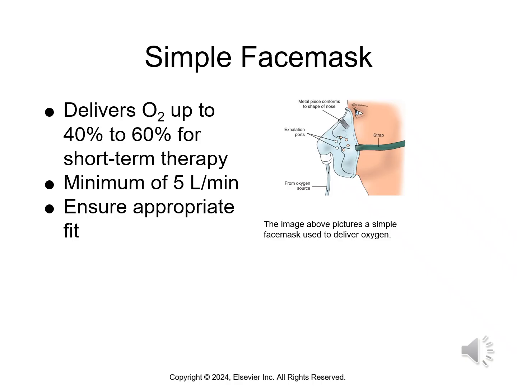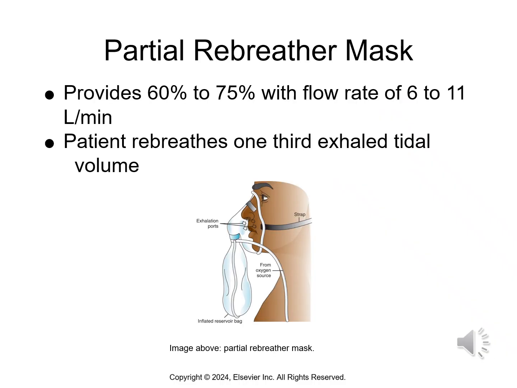Now, with a simple mask, I can increase that oxygen delivery to 40% to 60% for short-term therapy. But these have to be a minimum of 5 liters. This is where we're using that mask to go up even higher. We also want to make sure we're ensuring a proper fit, and we're using that little metal prong on the top of the mask to assess that that's squished down on their nose well, but not too tight. If we get it too tight, we're starting to obstruct that airway.